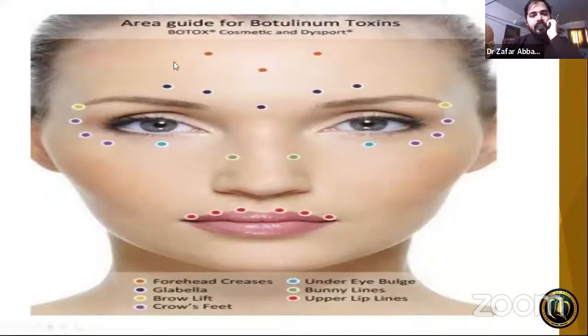These are the points we have already discussed. This is for the procerus muscle, this is for the corrugator muscle. These points are for the frontalis muscle. These points are for crow's feet. This point is for brow lift. This point is for bunny lines, when patients smile. Mostly this is for smoker lines.